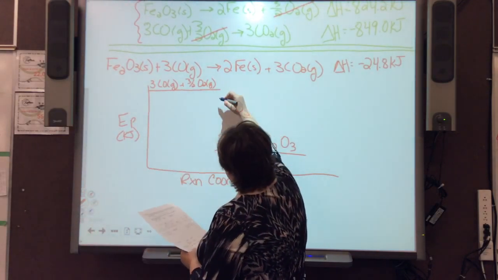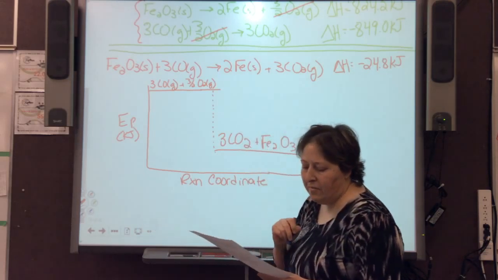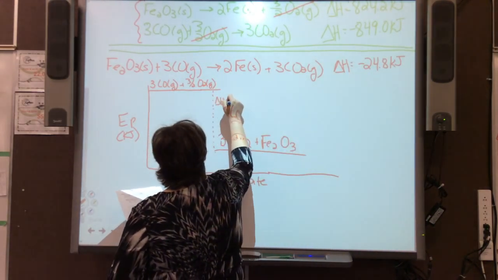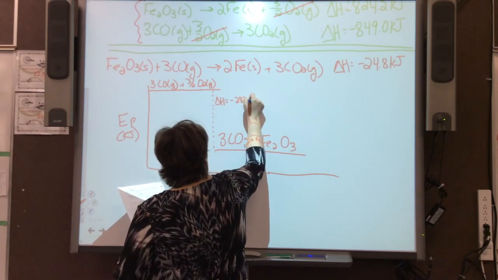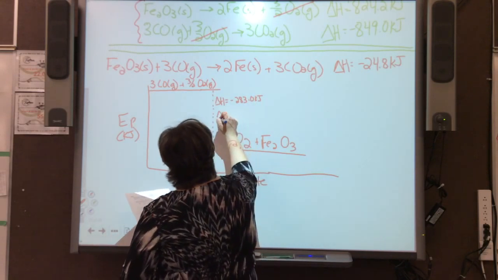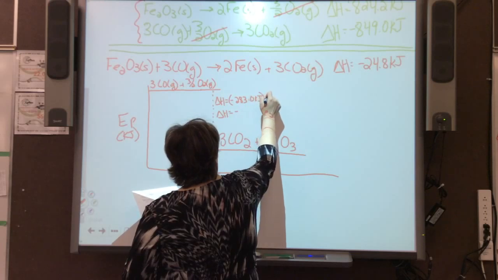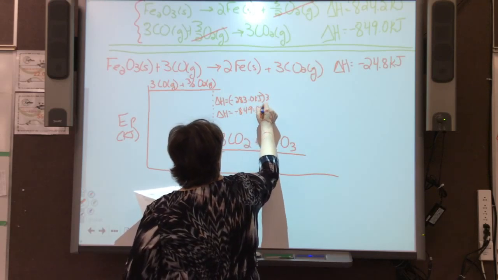And so this one here has a big energy drop. Okay? This is delta H, negative 283. Okay? And delta H equals negative, times 3, negative 849.0 kilojoules.